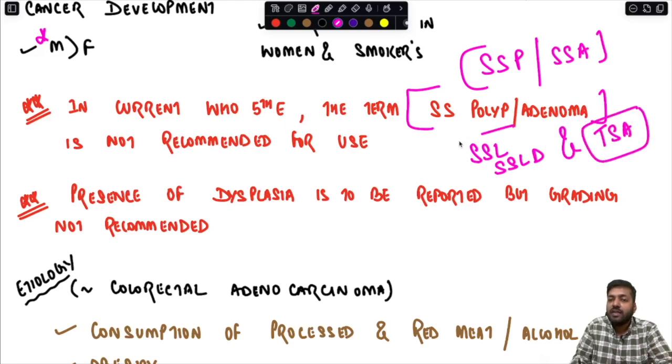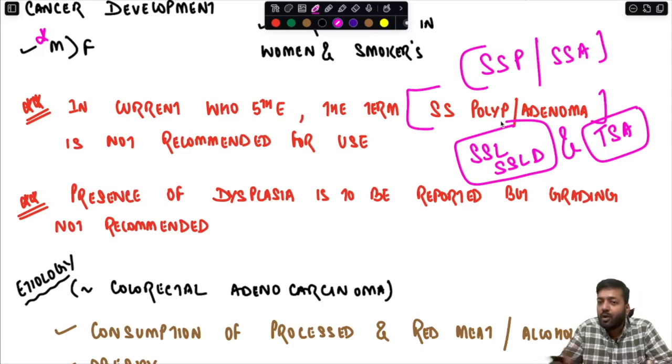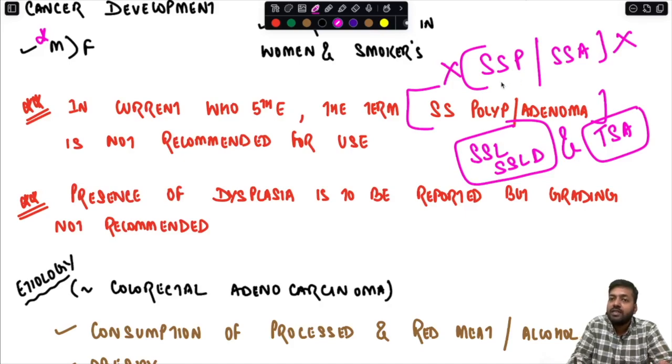So sessile serrated lesion is different from a traditional serrated adenoma. They are not the same, and the terms sessile serrated polyp or sessile serrated adenoma are no longer used. Rather, you will use sessile serrated lesion, and if dysplasia is present, you will just add with dysplasia. The traditional serrated adenoma is a separate entity altogether.